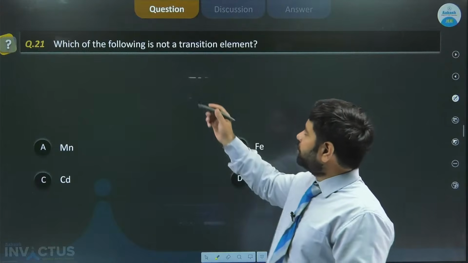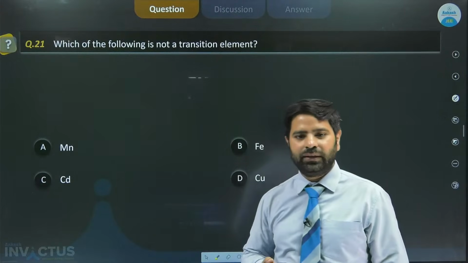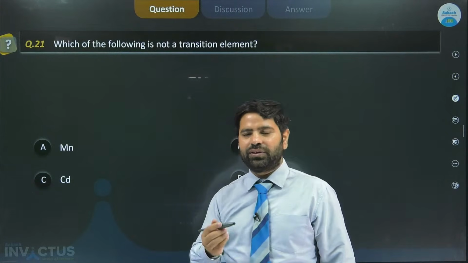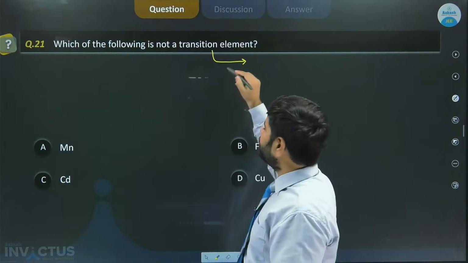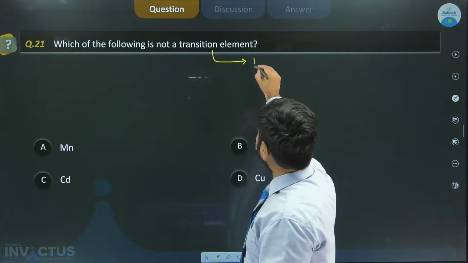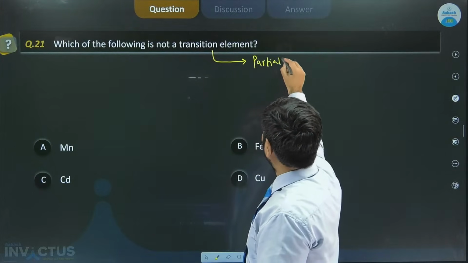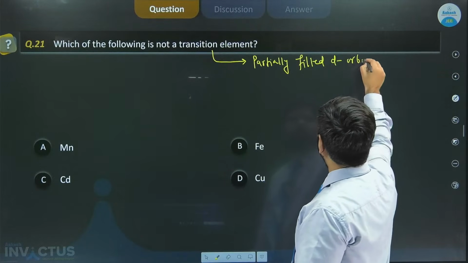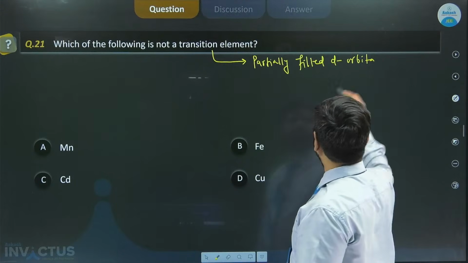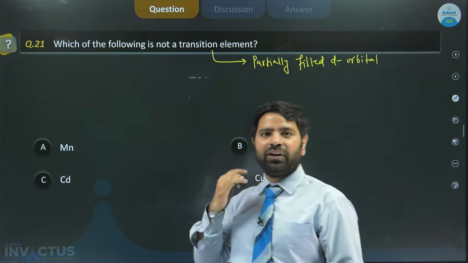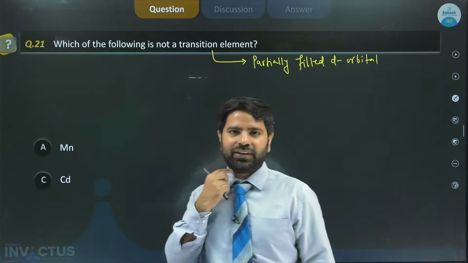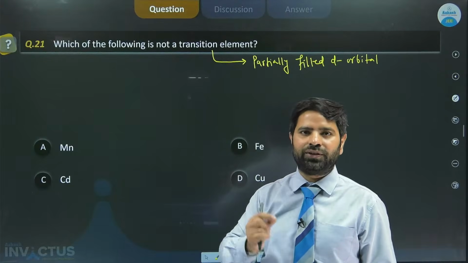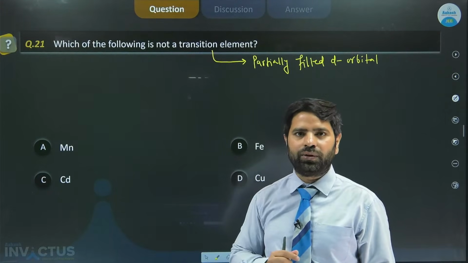The next question is, which of the following is not a transition element? So we know the definition of transition element. Transition elements have partially filled d orbitals, or you can say d subshell. Partially filled d orbital or d subshell in the transition element, that is the basic definition of the transition element, in their normal oxidation state or in the ground state.